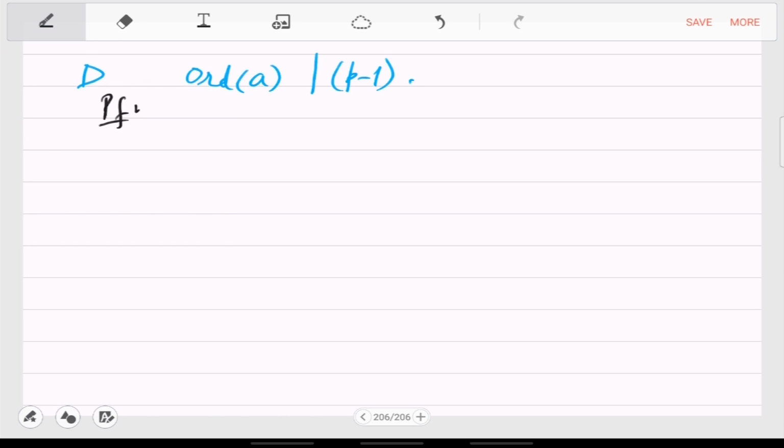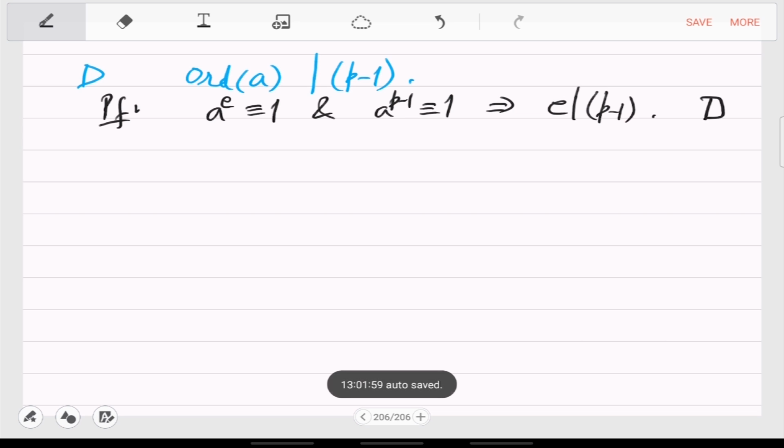Right, so the proof of this is simply that a to the e is 1 and a to the p minus 1 is 1. So from the previous observation, e divides p minus 1. Is that clear? So when a doesn't work as a primitive element, it means that it reached 1 before, and after that it's just copies of the same values. Any questions?